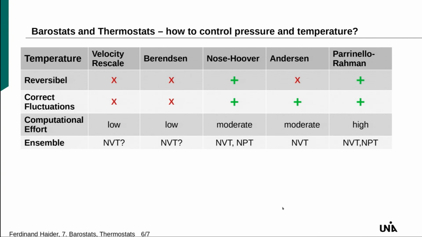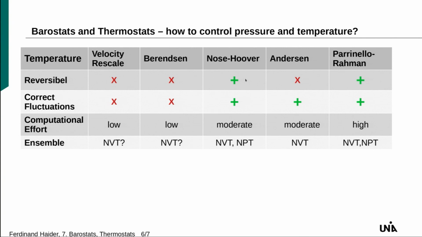If you look at this table for the temperature: reversibility, the correct fluctuation spectrum, computational effort, and which ensemble they describe. If you just rescale the velocities, it's not really reversible. It does not have the correct fluctuation spectrum. Computational effort is low, so this is an advantage. And I put the T here. Of course, it describes an NVT ensemble. And whether this is really the temperature it describes, if the fluctuations are not correct, you might ask. That's why I put a question mark here. Same for this Berendsen algorithm.